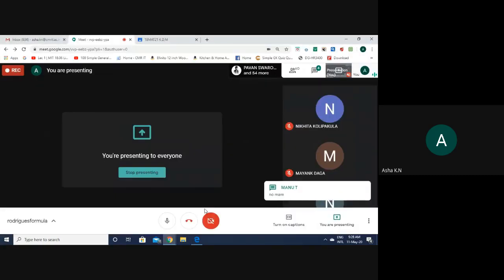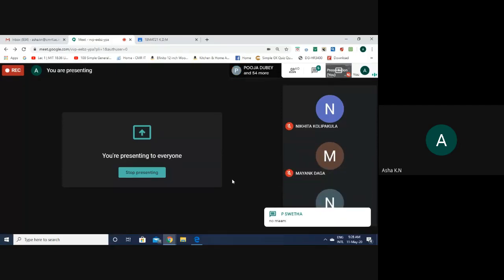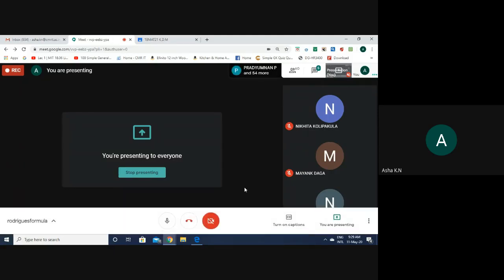Any doubts, guys? Okay, it is just substitution and simplification, right? Now, Rodrigues' formula, one problem is 100% it will come. No doubt at all. Rodrigues' formula, one problem will be there in the exam.